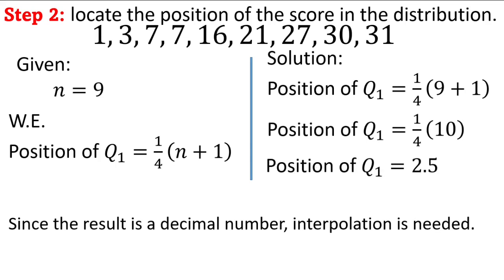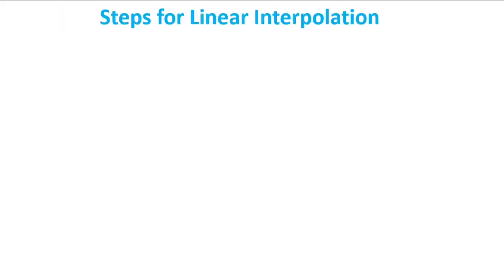Now, since the result is a decimal number, you have to proceed with linear interpolation. Again, if the computation of your first and third quartile is in decimal, you have to proceed with linear interpolation as a continuation of your computation to find out the exact value of the first and the third quartile.